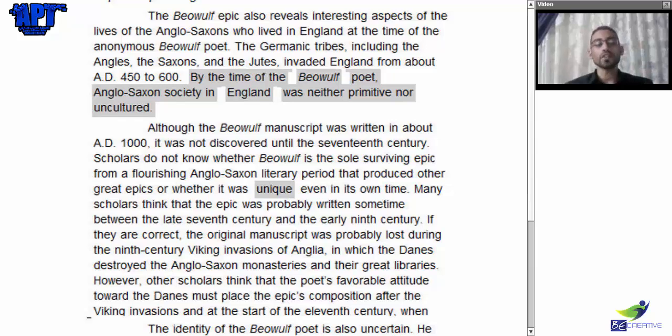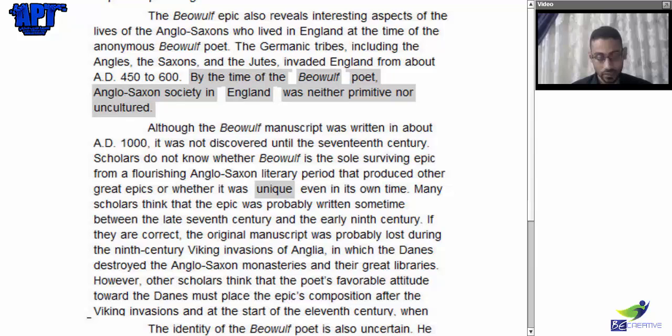Now, when we have these 4 paragraphs, we try to skim read the thing first. How to skim read? It's like this: read the first line and the last line. So here, the Beowulf epic, also really interesting aspects of the life of Anglo-Saxons, who lived in England at the time of the anonymous Beowulf poet. Okay, that's the first thing.